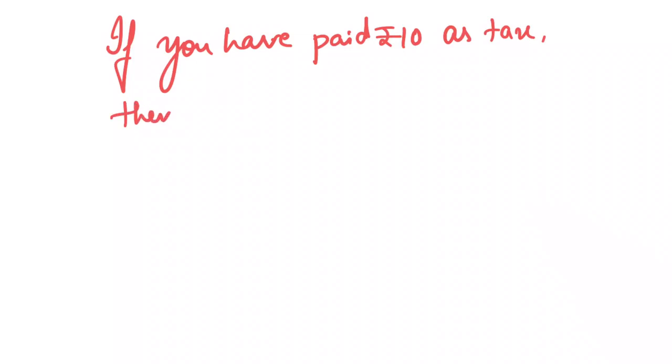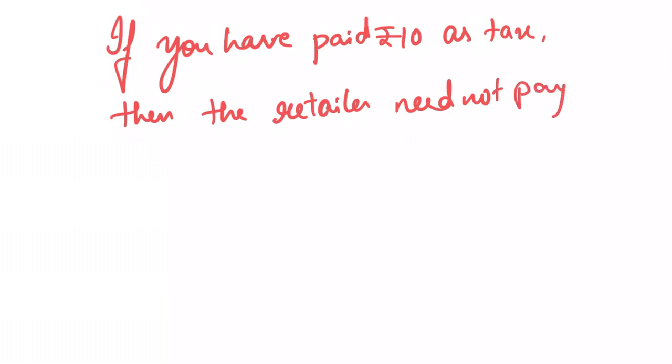So if I have to put it clearly, the simple thing is, if you have paid 10 rupees as tax, then the retailer, if you are a wholesaler and you have paid 10 rupees, the retailer need not pay this 10 rupees. Earlier what used to happen? Wholesaler has to pay 10, retailer has to pay wholesaler's profit plus 10 rupees, which used to increase the cost of the product. And taxes were also more. But now you see that the taxes have also reduced.